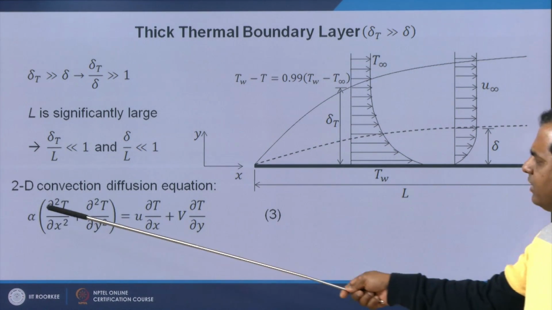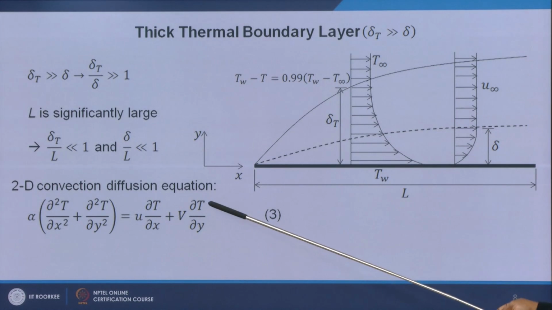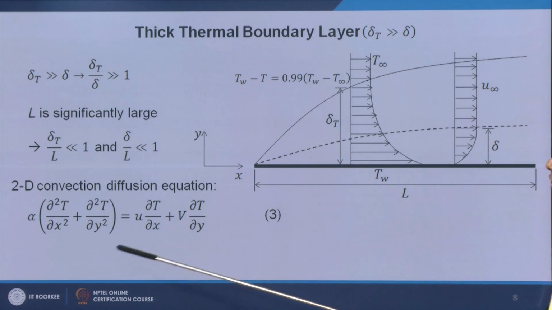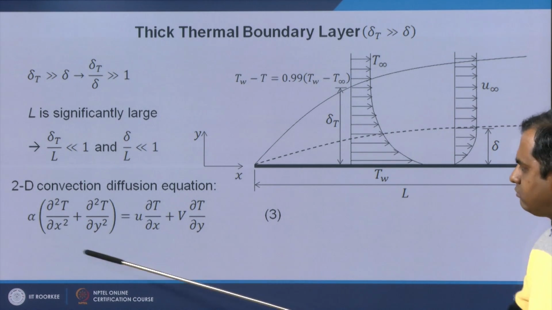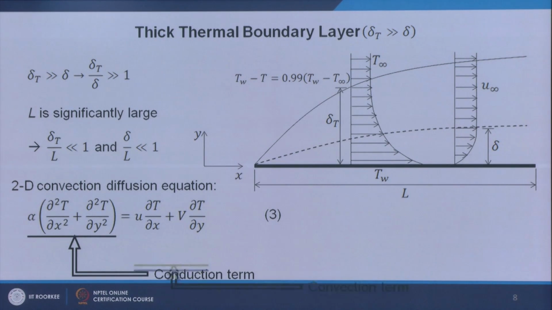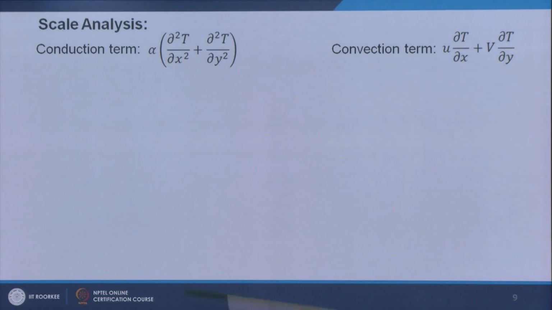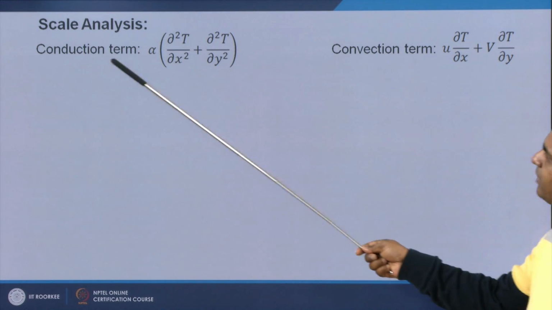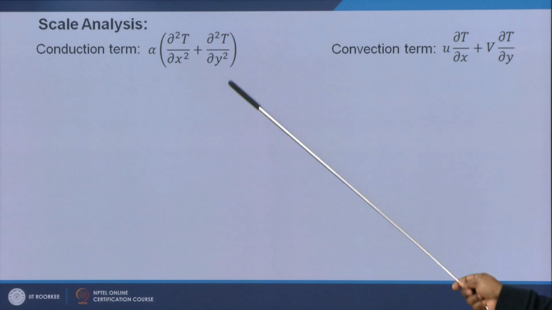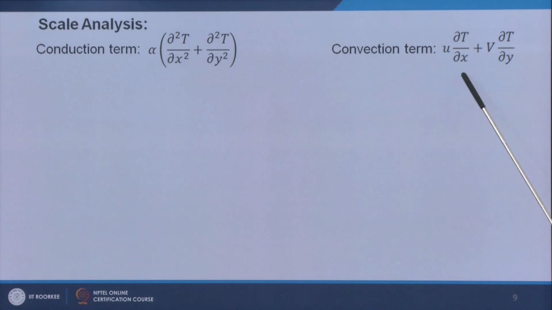Now let us see for the 2D convection diffusion equation, forget about 3D, so we are thinking about a 2D problem over here. So this will be your conduction term, and this is your convection term. Okay, now let us see the scale of both the cases. So if you see the scale, in the conduction term we are having alpha into del square T del x square and del square T del y square, and in the convection term we are having this one.